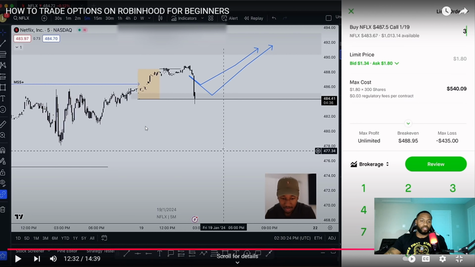Now, if you watched my previous video, where do you see a support level at? I see a support level right here. This candle and this candle.